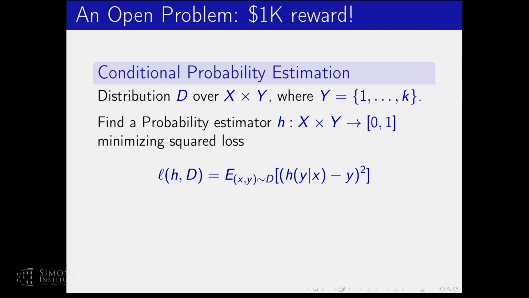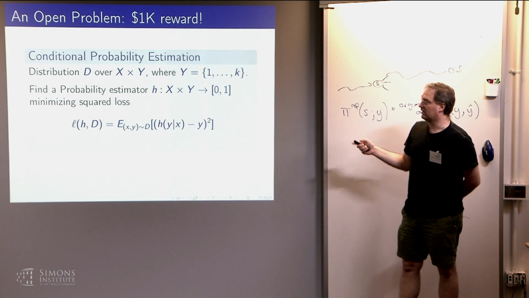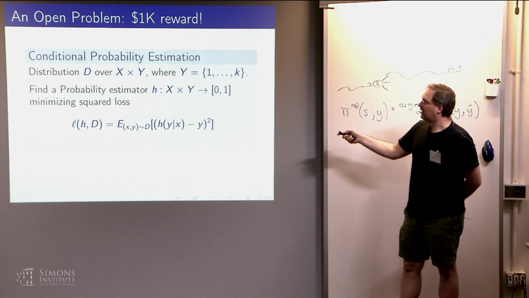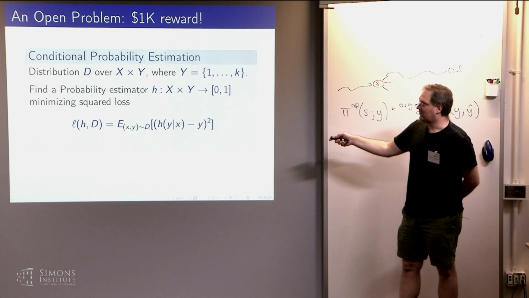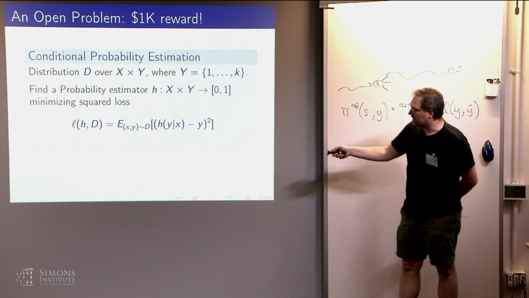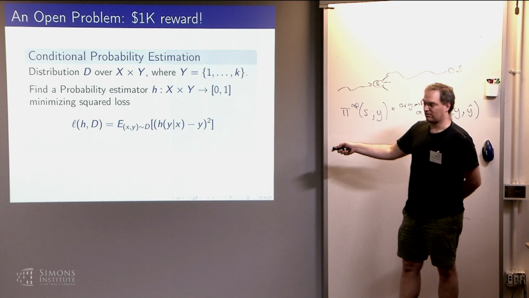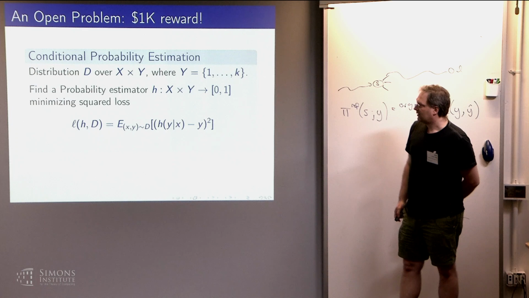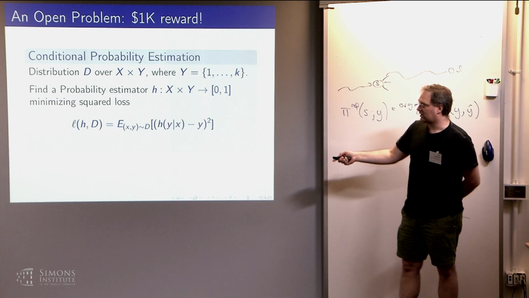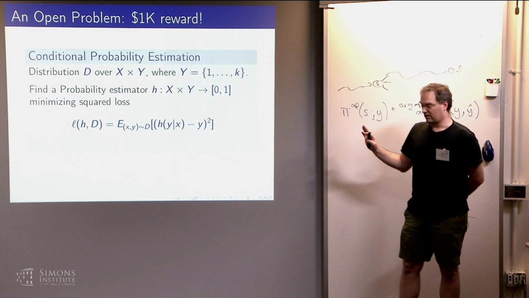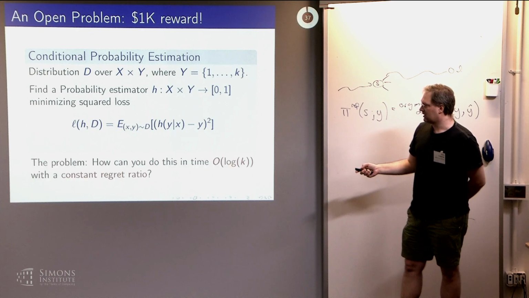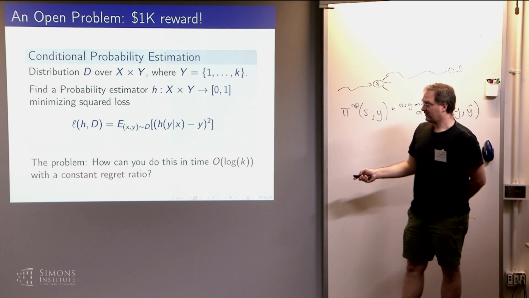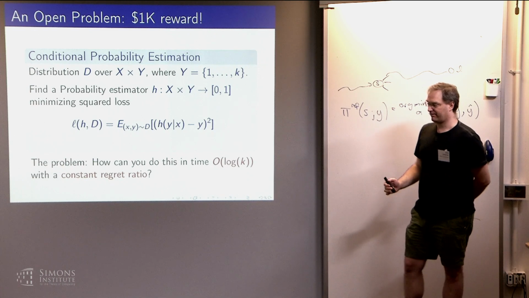So the problem is conditional probability estimation. In particular, given a distribution D over features and label, you want to estimate the conditional probability of the label. So let's just think about the squared loss notion of probability estimation. Okay, this is all very straightforward so far. And now the twist is, I want you to do this in time logarithmic in K, and I want you to do it with a constant regret ratio.